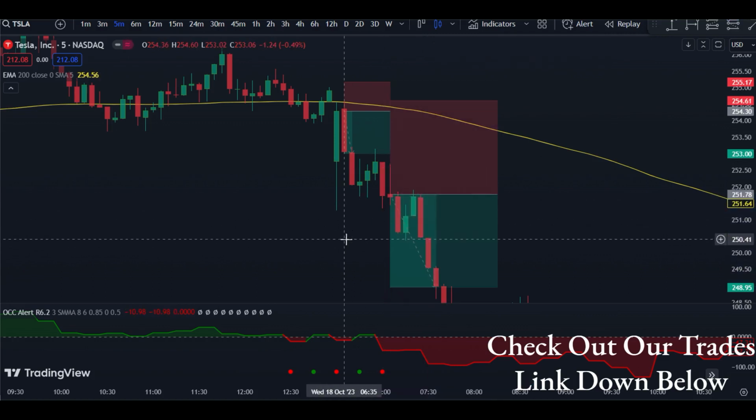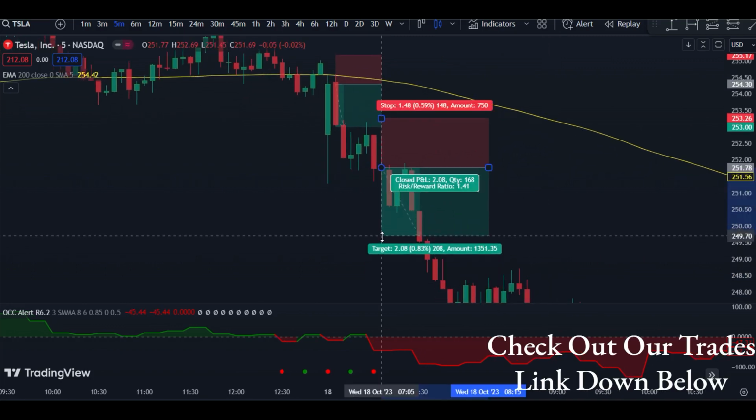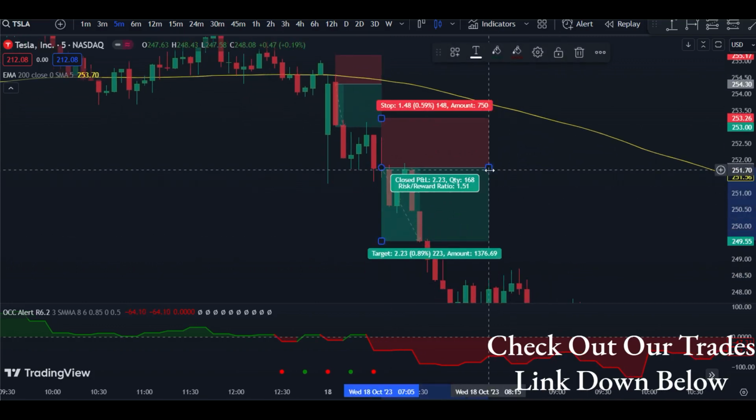So we're going to take our next short right here. Set the stop loss a few points above the most recent swing high. And you can see with another 1.5 risk reward ratio, we hit another profitable trade.